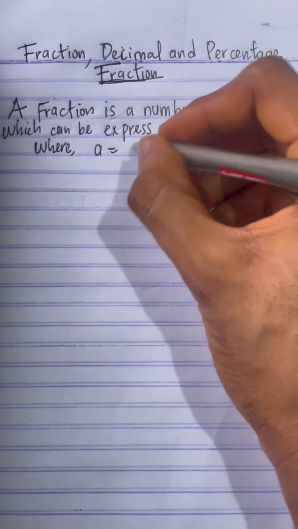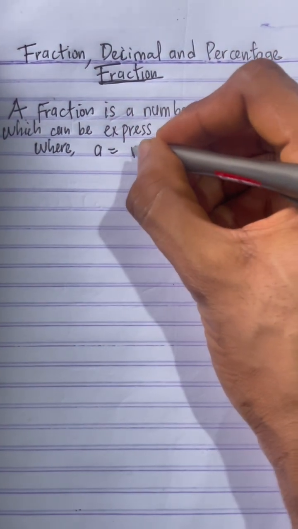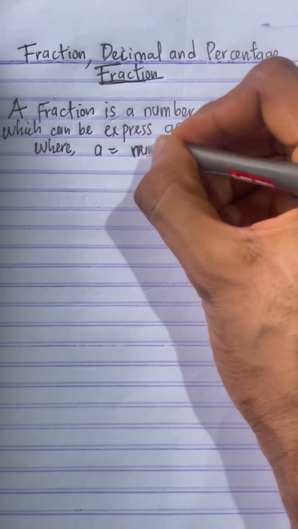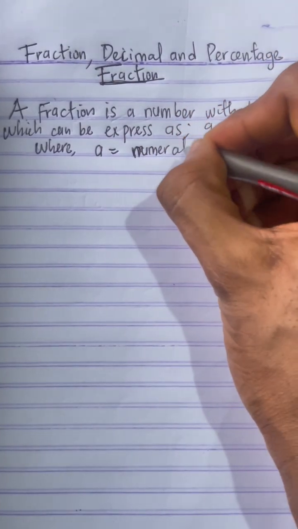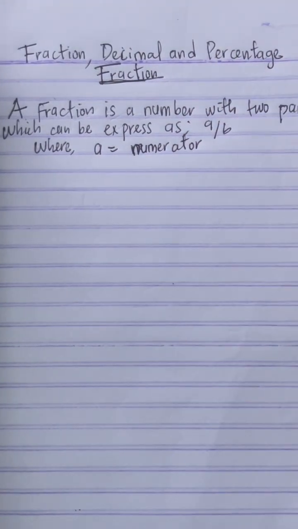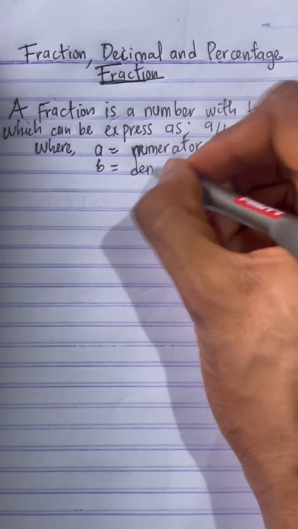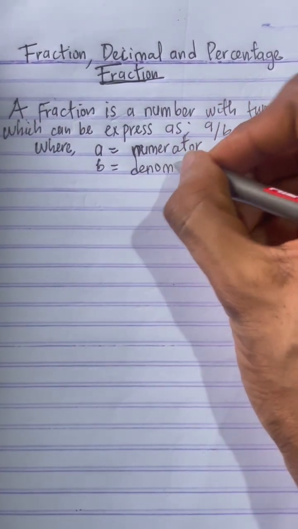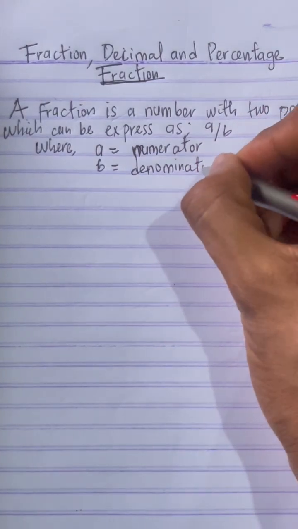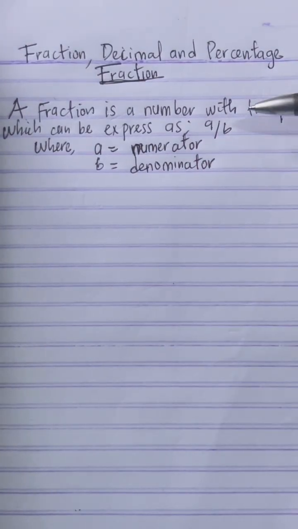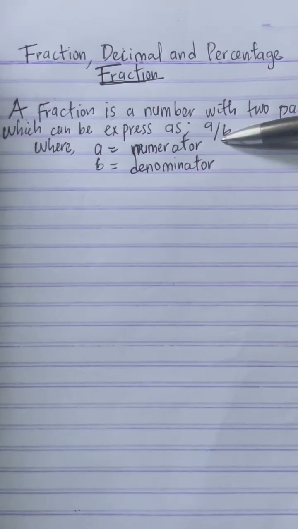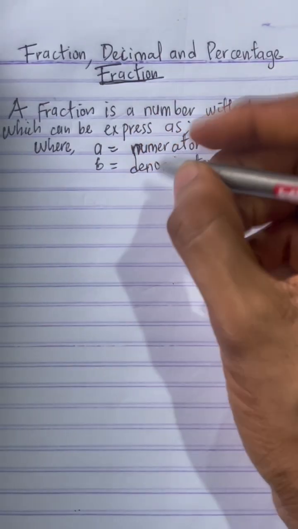a is the numerator. What do I call it? The numerator. And b is called the what? Denominator. So the up part is the numerator, and the down part is the denominator.